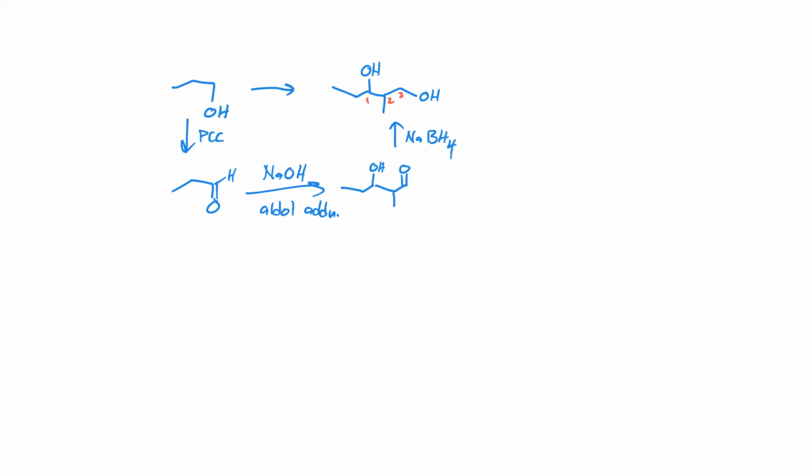So here's a little 3-step sequence that takes this primary alcohol and extends the chain, doubles the chain in fact, and leaves us with 2 alcohols that we can do chemistry with if desired. And we started our analysis by looking at the relationship between the 2 functional groups. They had a 1-3 relationship that indicated that most likely we created the new carbon-carbon bond, which is between carbons 1 and 3 in this case, via an aldol addition reaction.